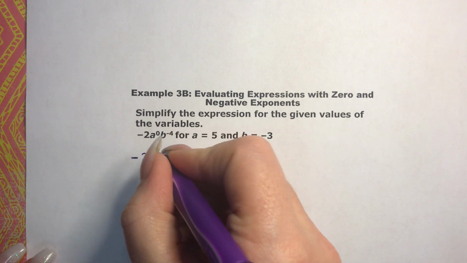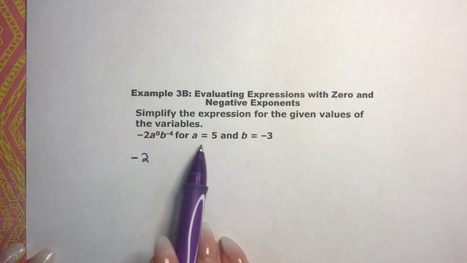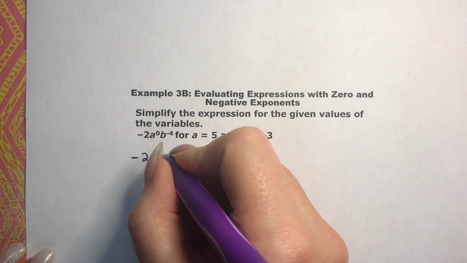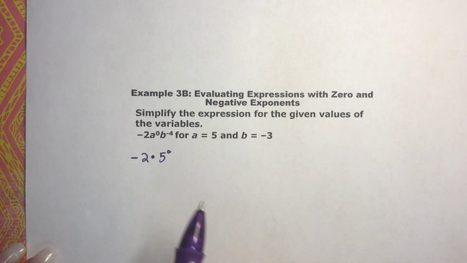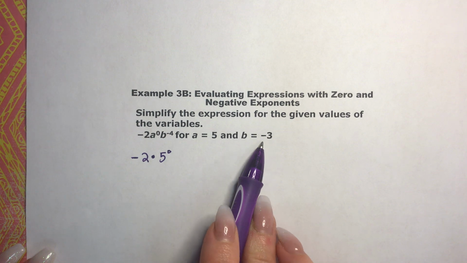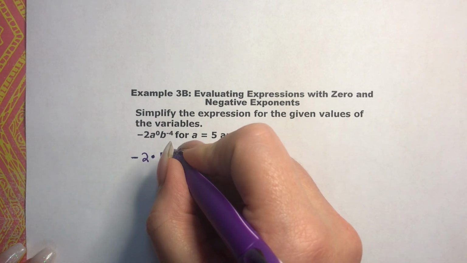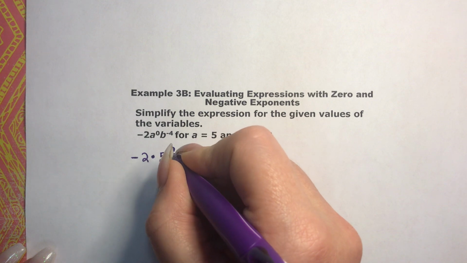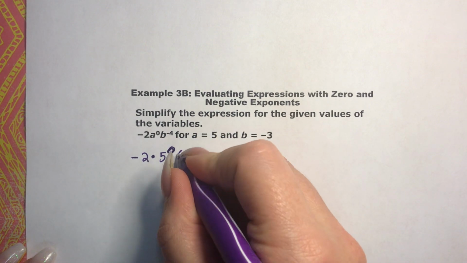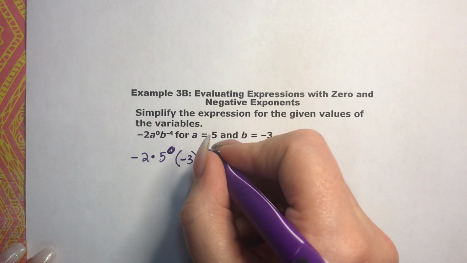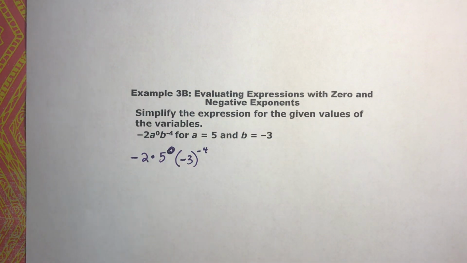So we have negative 2 times a, which is equal to 5. So I'm going to put multiply by 5 to the 0th power, and then b is equal to negative 3. And since I'm substituting a negative in for a variable, I'm going to put that in parentheses. So it's going to be negative 3 to the negative 4th power. Okay. And what is that equal to?